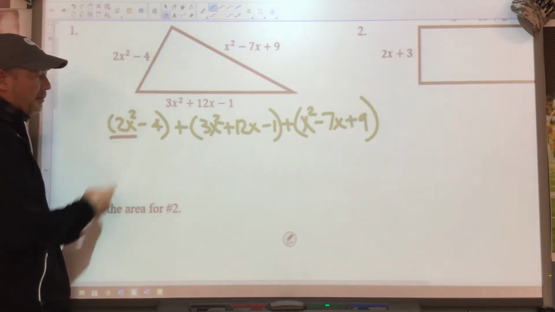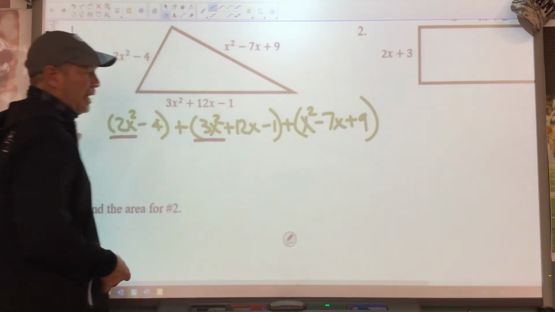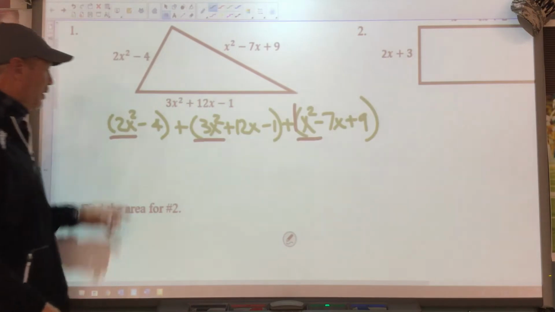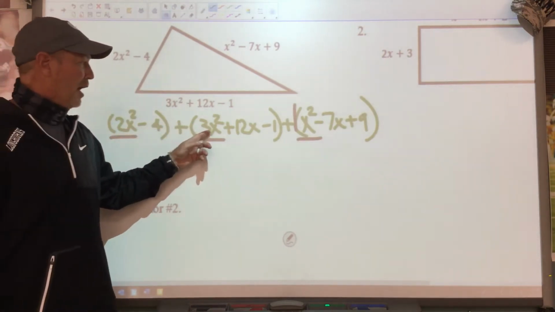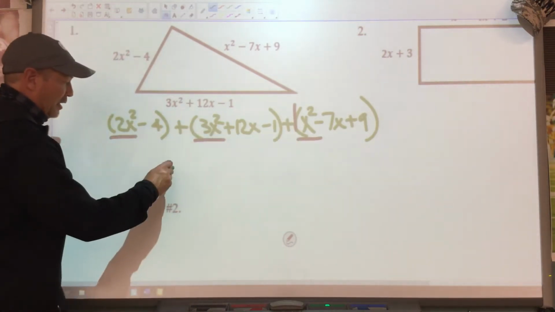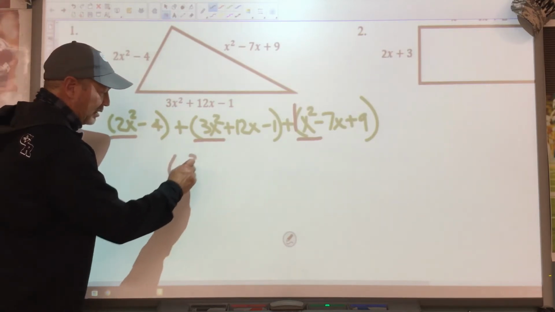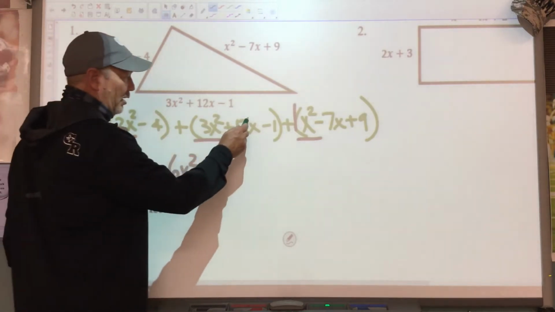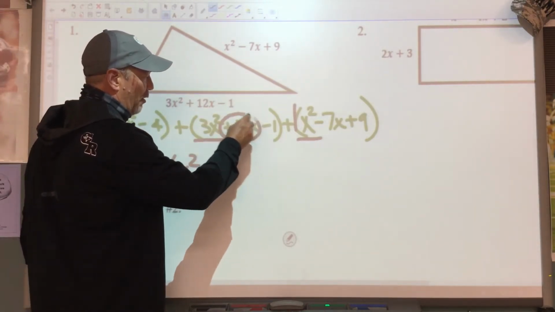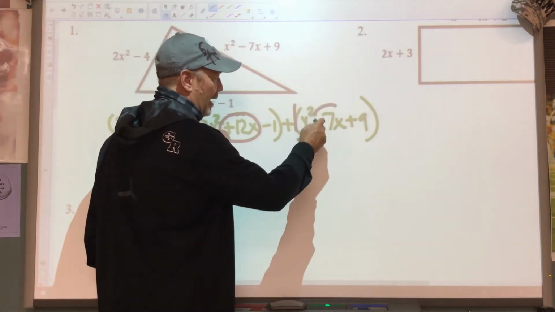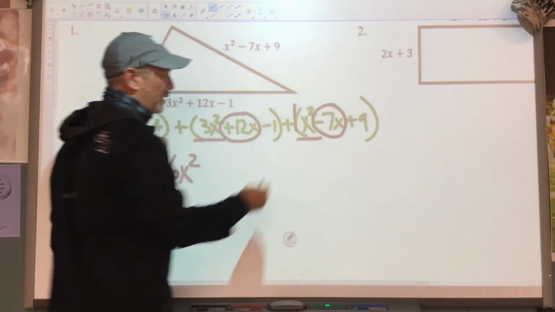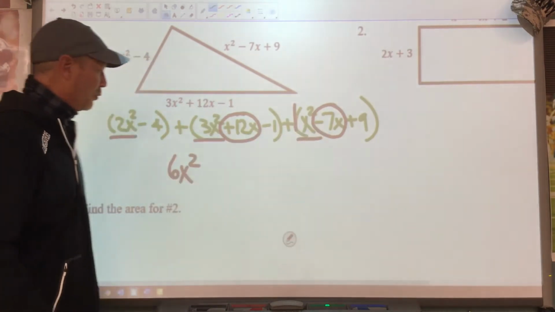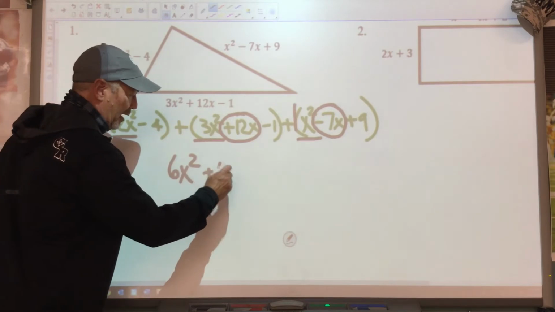Here's 2x squared. Here's a positive 3x squared. Here's a positive 1x squared. 2 plus 3 is 5, plus 1 is 6. That's going to give me 6x squared. Okay? This does not have an x, but look, here we have a positive 12x. We have a negative 7x. 12 minus 7 is 5, so we're going to end up with a positive 5x.